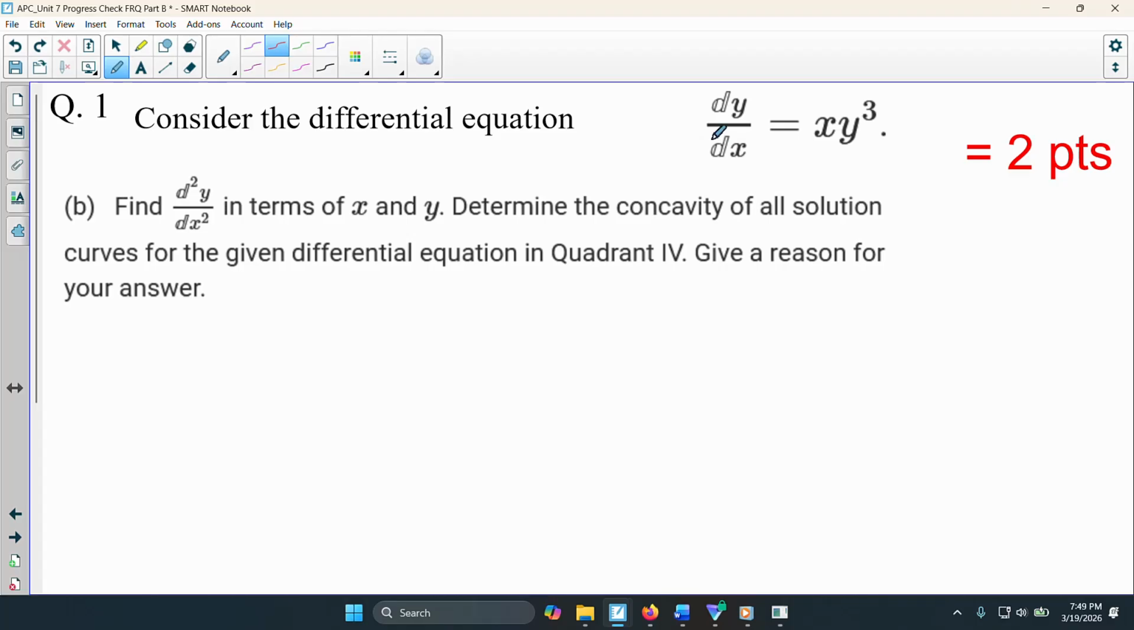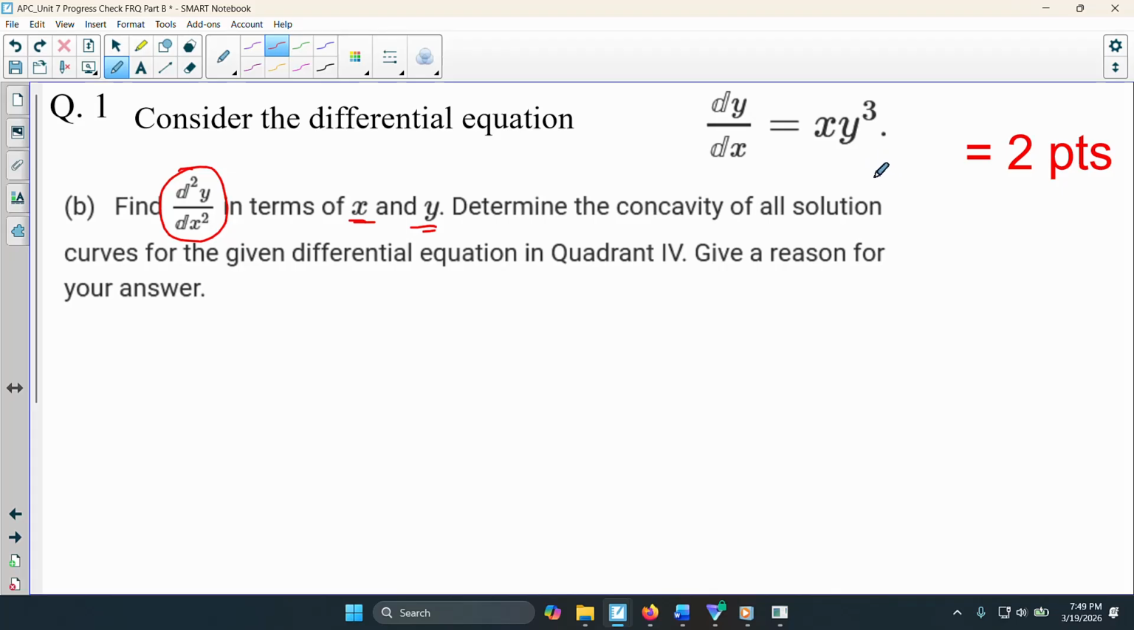Consider this the same differential equation. Right, same problem, of course. Find the second derivative in terms of x and y. You were given the first derivative, so you just have to take a derivative of that to get the second derivative. Now, what's different about taking a derivative of this?